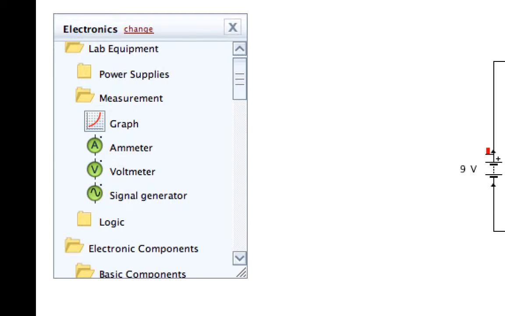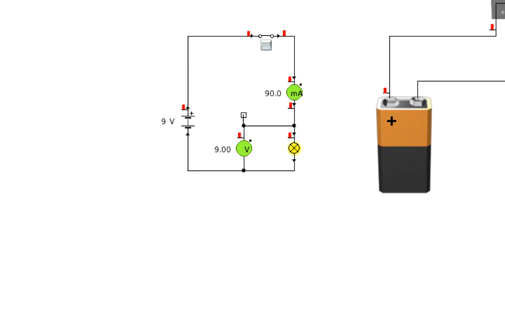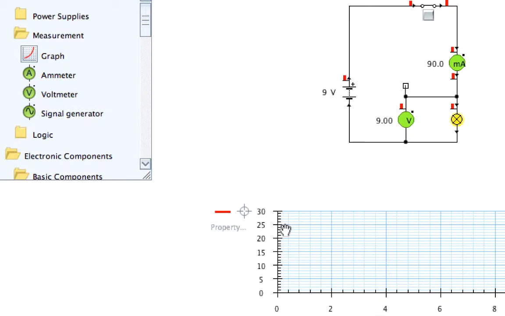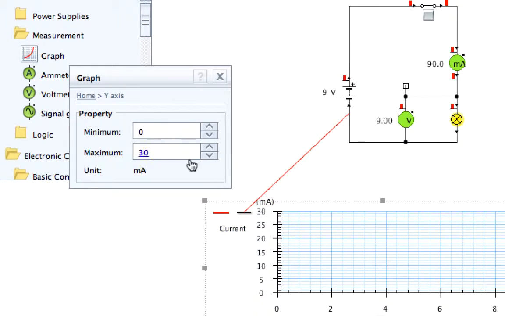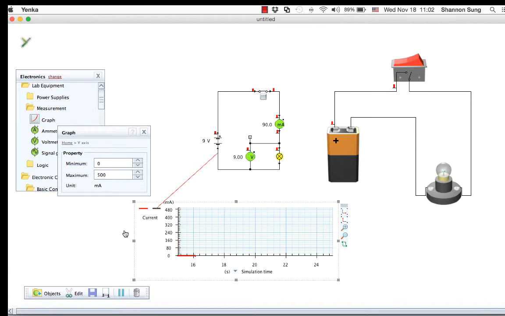We can also have a voltmeter that can measure the voltage across the bulb. Let's move it up here a little bit. We can also have measurements using a graph. So we can measure the current in the circuit. Say right here, you can drag it. Now we have to change the scale. We can double click on the scale from 0 to about, say, negative. So we need negative 500.